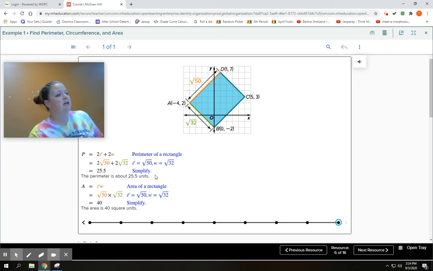All right, and then for the area, we want to go length times width, L times W, so the square root of 50 times the square root of 32. And again, this is when we will simplify, and we get that it is 40 square units. Always put square units when you're talking about area, right? If it's in inches, you can say squared inches or inches squared. If it's feet, square feet, or feet squared. But area is always squared. It's always got that squared on there.